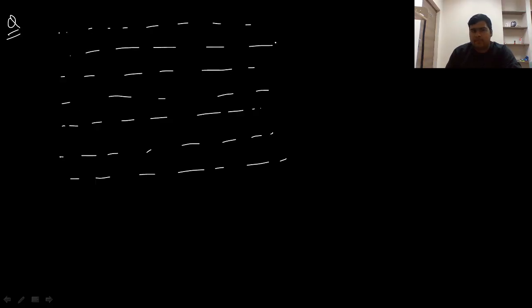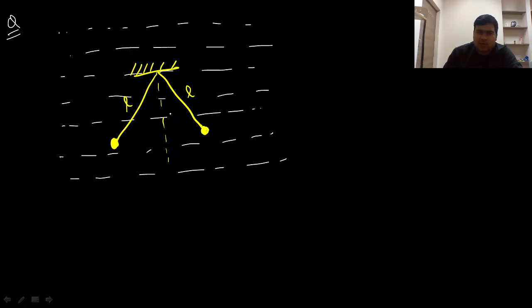So the question says that basically we have some liquid, I don't know what liquid. It could be water, it could be oil, it could be kerosene, anything. And we have this string basically, and we have a charged particle over here and a charged particle over here. So the length of the string is L.